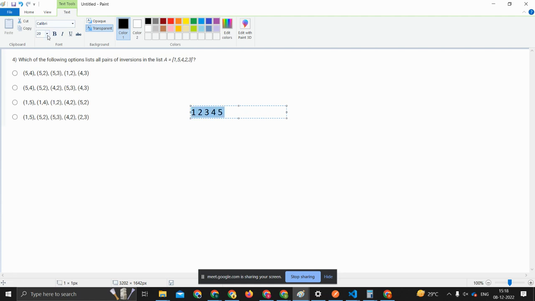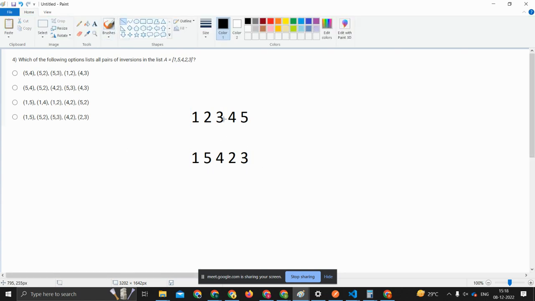1, 2, 3, 4, 5. How do you find the inversions? Now you will be writing in the second row: 1, 5, 4, 2, 3. Right? Then we'll be simply joining 1 to 1, 2 to 2, and then we'll be finding the pairs. So I think it is pretty simple, right?